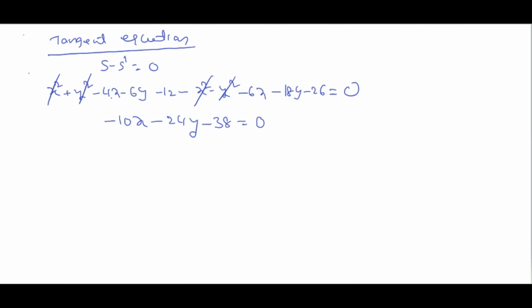So take minus 2 common, that is equal to 5x plus 12y plus 19 is equal to 0. Therefore 5x plus 12y plus 19 is equal to 0. This is the equation of a common tangent to the given circles.